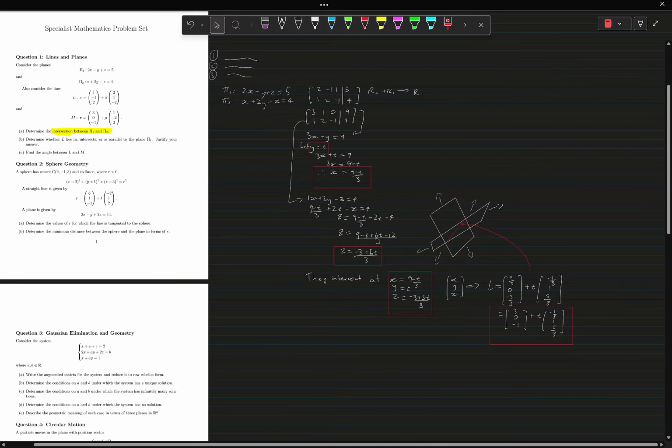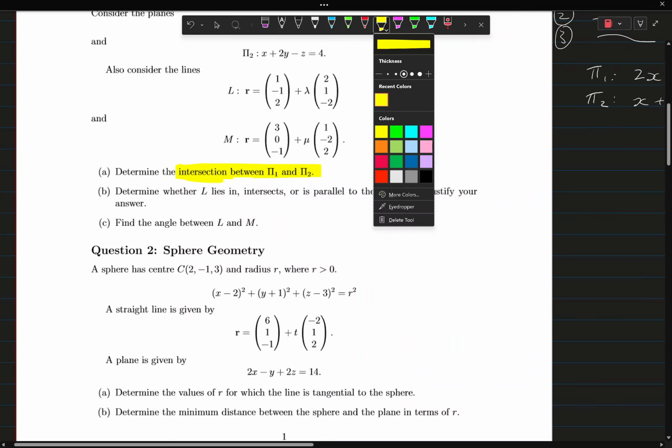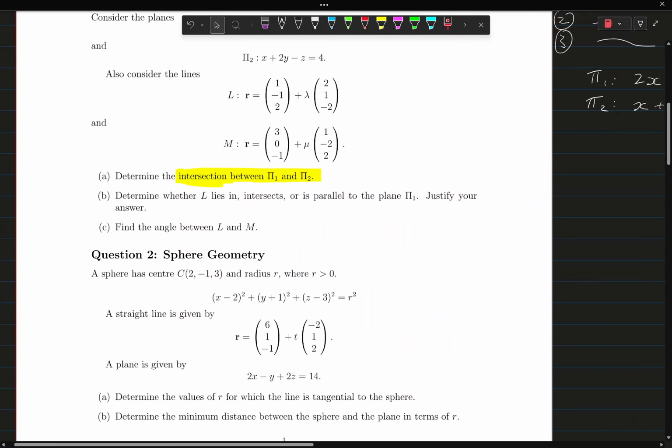Now for B, we want to find whether L lies in, intersects, or is parallel to the plane pi 1. And we have to justify our answer. So we have three possible options. Either L lies in the plane, it intersects the plane, or it's parallel to the plane.